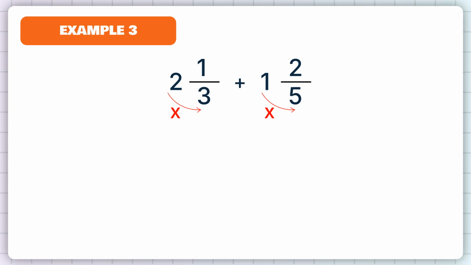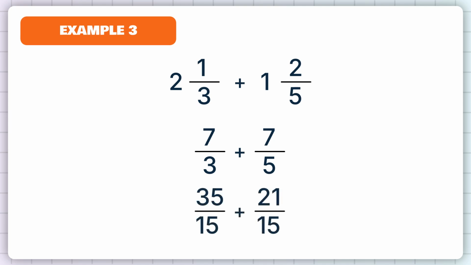Let's add mixed numbers. 2 1/3 plus 1 2/5. First, convert the mixed numbers to improper fractions by multiplying the whole number by the denominator and then adding the numerator. This gives us 7/3 plus 7/5. Next, find the common denominator. The lowest common multiple of 3 and 5 is 15. We can convert these fractions to get 35/15 plus 21/15. Now add the fractions. 35 plus 21 equals 56, which gives an answer of 56/15. Now convert back to a mixed number to give 3 and 11/15.